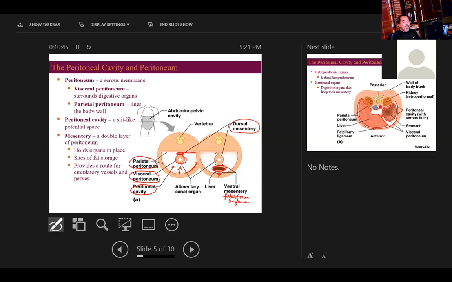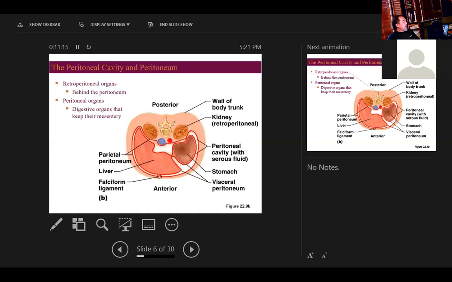Okay, so those are the different structures we have to look at inside the peritoneal cavity. The main thing about this is the mesentery, which is a double layer of peritoneum that holds organs in place, but also is a site for the storage of fats. So you have a lot of fat storage in that area. And it also allows the circulatory vessels and nerves to pass through those mesenteries.